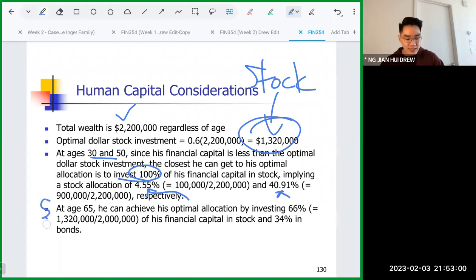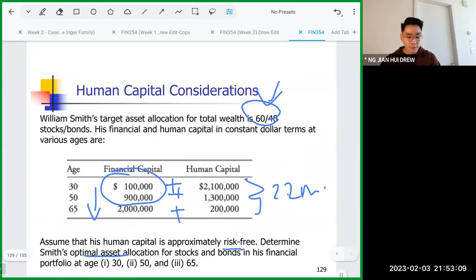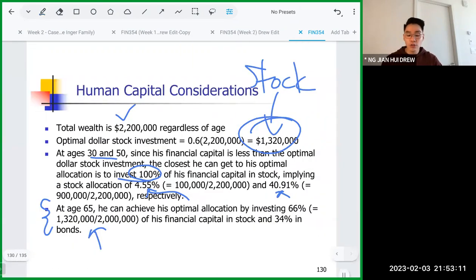But at age 65, you can invest the full targeted amount in stocks, because at age 65 he has 2 million of financial capital. So you only want to invest this amount in stocks, which is your targeted allocation, and then the rest will be in bonds.